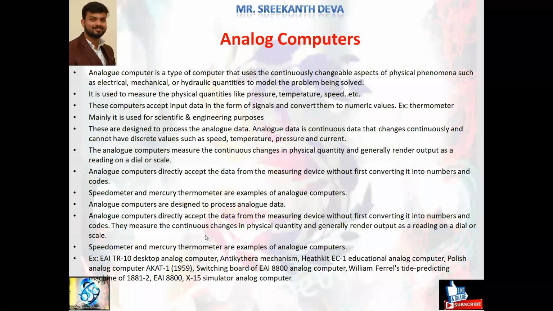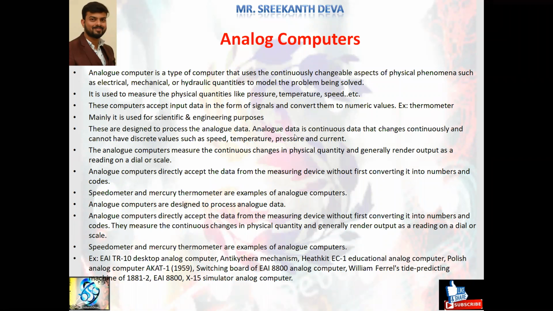Electronic Associates Incorporated. Others include the anti-cythera mechanism, the Heathkit EC-1 educational analog computer, the Polish analog computers, the switchboard of the EAI 8800 analog computer, William Thomson's tide predicting machine of 1881-2, and the EAI 8800 X15 simulator. These are all the best examples of analog computers. Just remember, analog computers are used to measure physical quantities, and they work on continuous data like pressure, temperature, speed, and so on.